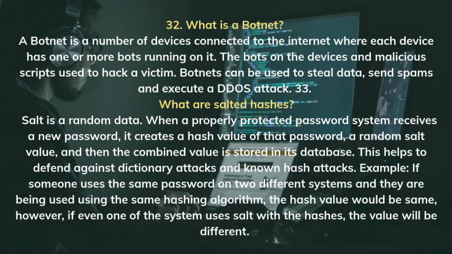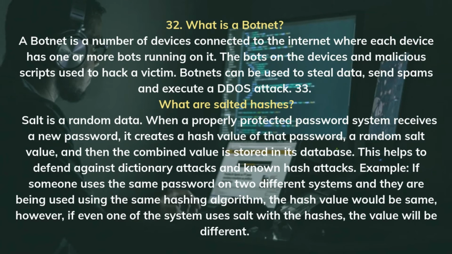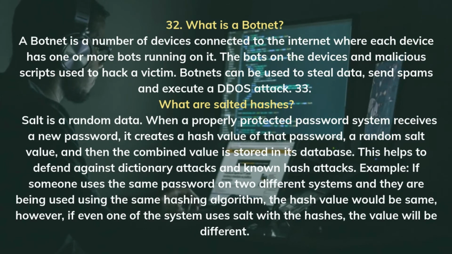33. What are salted hashes? Salt is random data. When a properly protected password system receives a new password, it creates a hash value of that password and a random salt value, and then the combined value is stored in its database. This helps to defend against dictionary attacks and known hash attacks.